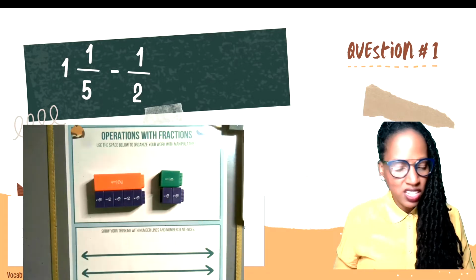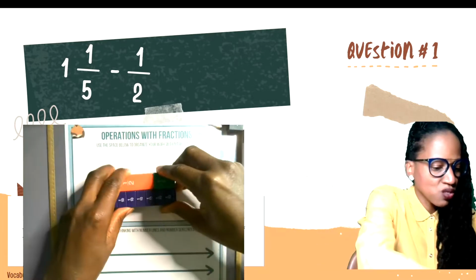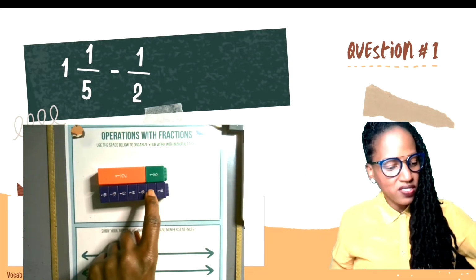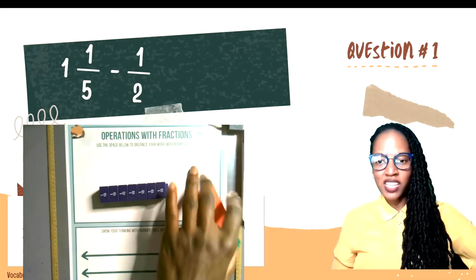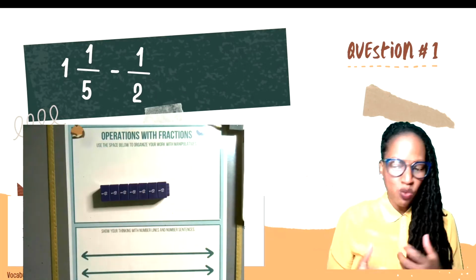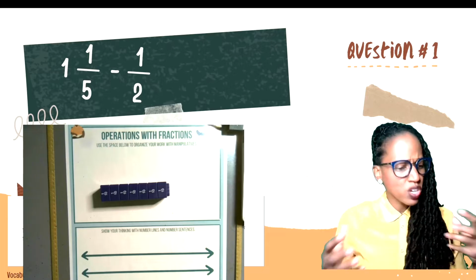2/10 is exactly equal to 1/5. So together, what did I have remaining? I had 1, 2, 3, 4, 5, 6, 7 tenths. So my answer would be 7/10. So that's how I would model it and play around with it to kind of figure out what's really happening.